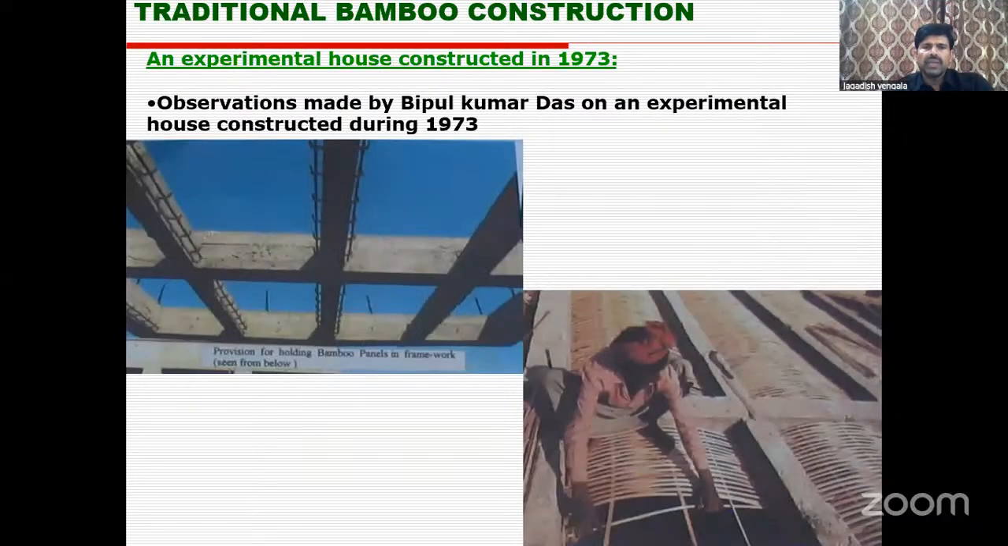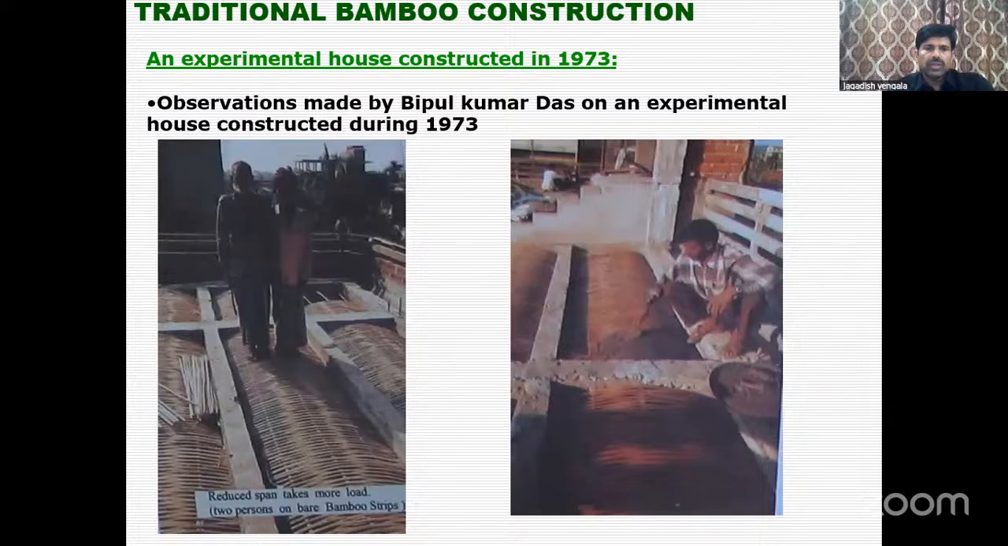I just wanted to mention the possibility, the beauty of bamboo. This is from 1973. A person named Bipul Kumar Das built a house. In his house, between the RCC beams, he made a woven bamboo arch roof using bamboo strips, as you can see in the picture, and then it was later plastered.